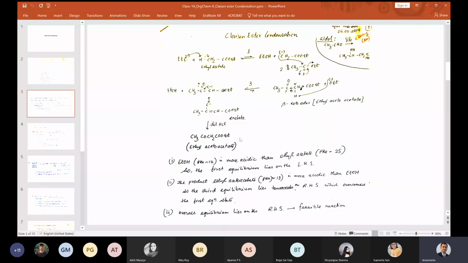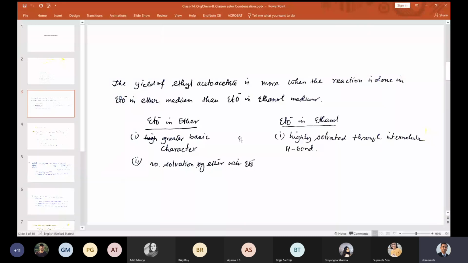And that is, your product feasibility will increase. Isn't it clear? So here are the 2 points. One is greater basic character when EtO minus is present in ether. Second is no solvation by ether of EtO minus.